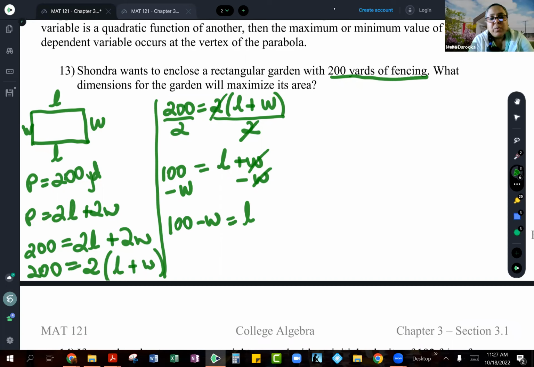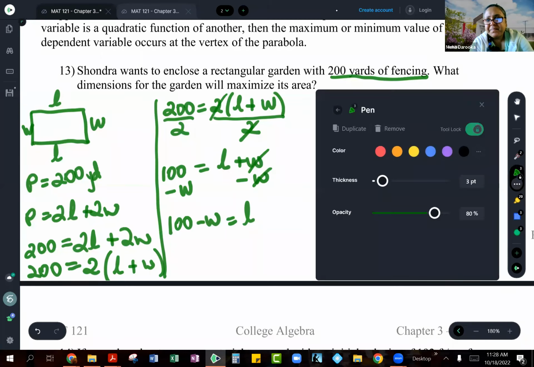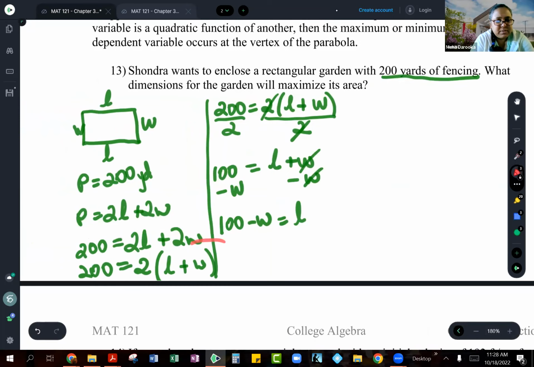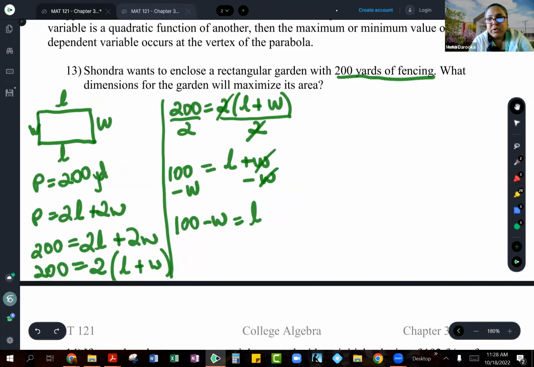Okay. So what we are doing is we started out with the information that was given to us. We took the perimeter formula. We took the 200 yards of fencing that we have, and then we basically plugged it into the perimeter formula, cleaned it up, and now we're going to take this little equation that we just came up with, and we're going to use this. Oops, sorry. So we're going to take this equation, and now we are going to substitute this into the area formula.